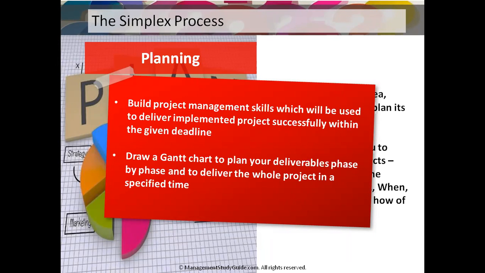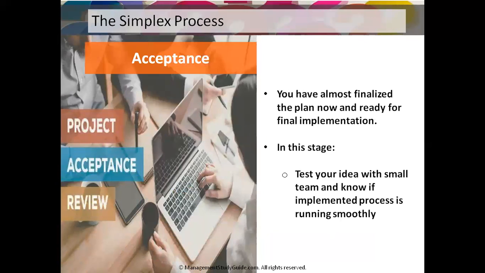Draw a Gantt chart to plan your deliverables phase by phase and to deliver the whole project in a specified time. Acceptance. You have almost finalized the plan now and are ready for final implementation. In this stage, test your idea with a small team and know if the implemented process is running smoothly.